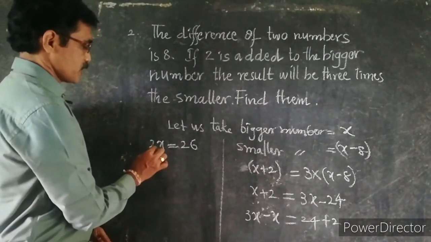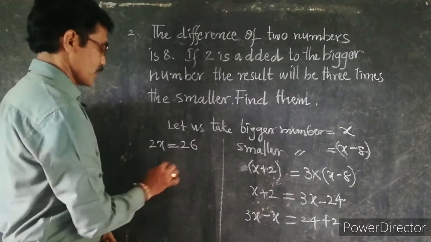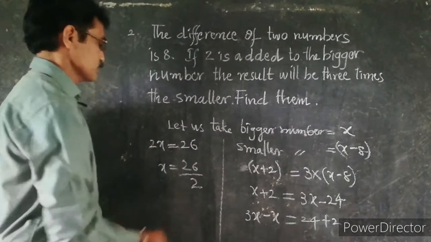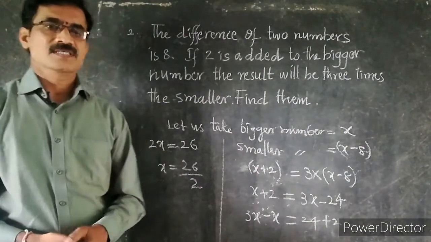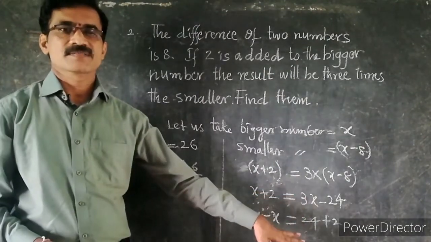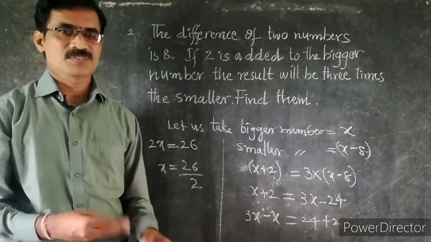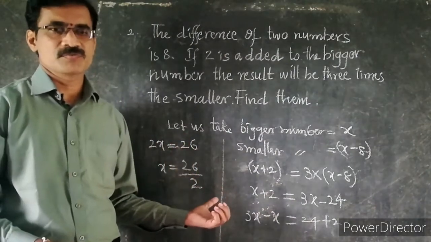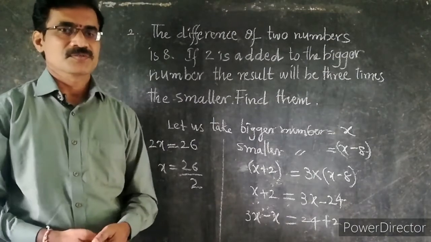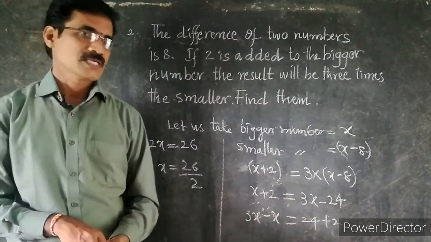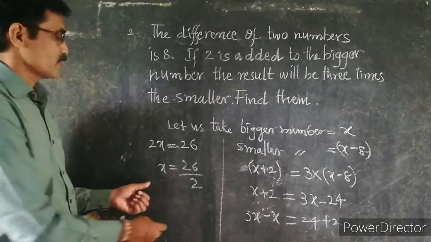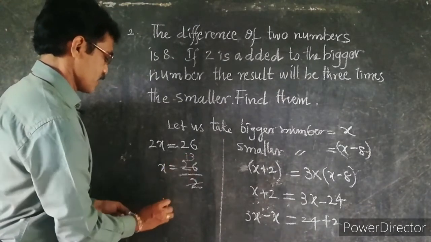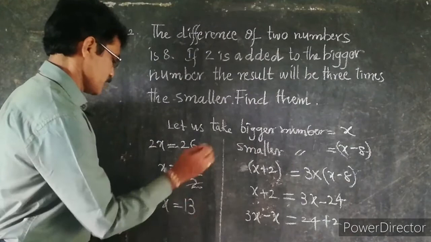Now by transposing 2 to the RHS, it becomes a division. You know that plus becomes minus, minus becomes plus by transposing, and multiplication becomes division, division becomes multiplication. You know all these things from your earlier class. So now by dividing these numbers, you will get the x value as 30.